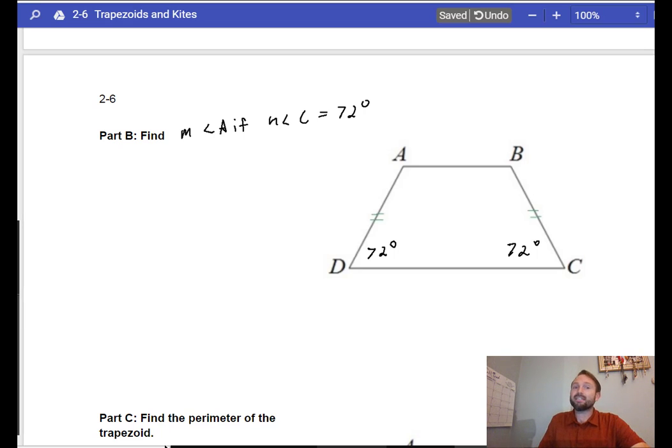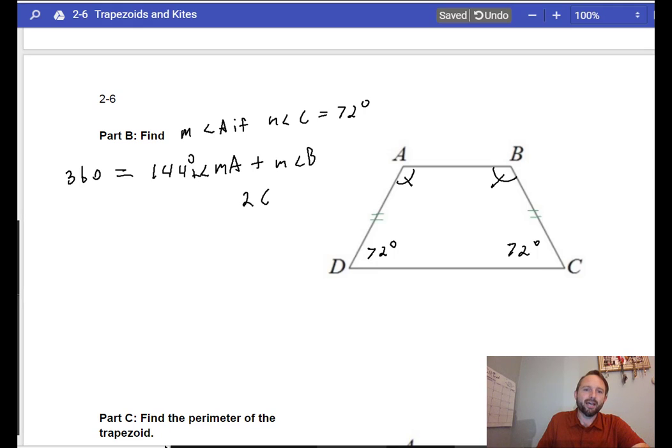So I know that the interior angle sum theorem says that if it's a quadrilateral, it's equal to 360. So I know that if I add these two together, I get 144 degrees. So now I know that 144 degrees plus the measure of angle A plus the measure of angle B would equal 360. Now I know that these two angles are congruent. So I can say, I'm going to substitute the measure of angle A for B.